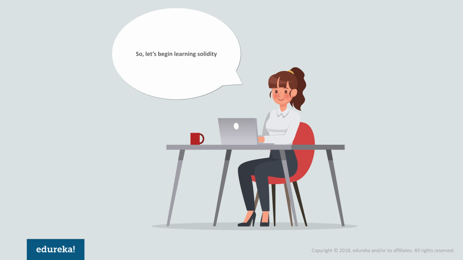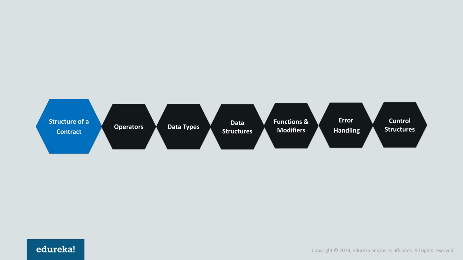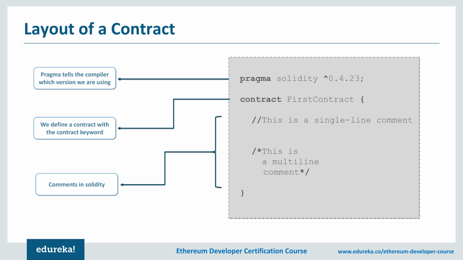Okay, so now that we've seen why Solidity was invented, how it is coded, and all the tools that are used in this development process, let's begin learning the language. The first topic that we're going to start with is the structure of a contract. As you guys can see here, I've shown you this very simple structure of a smart contract written in Solidity in this gray box out here.